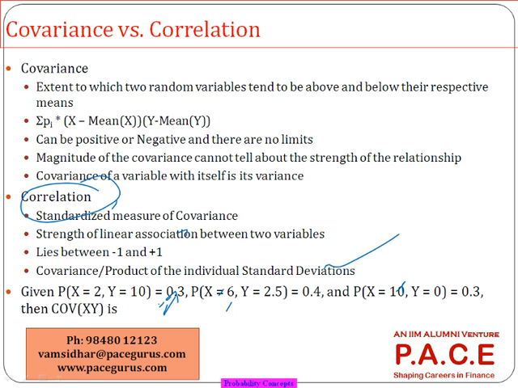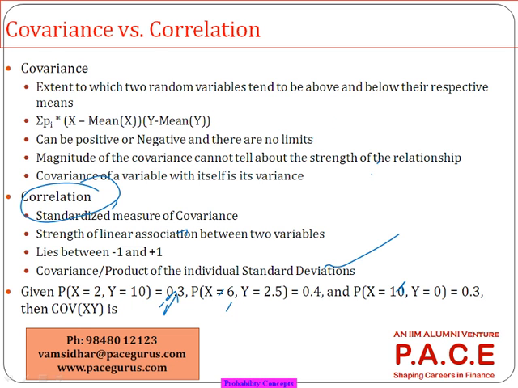Let's say look at this question. X equal to 2, y equal to 10. The probability is 0.3. X equal to 6, y equal to 2.5. The probability is 0.4. And something like this. X equal to 10, y equal to 0. The probability is 0.3. So how do we rewrite this?